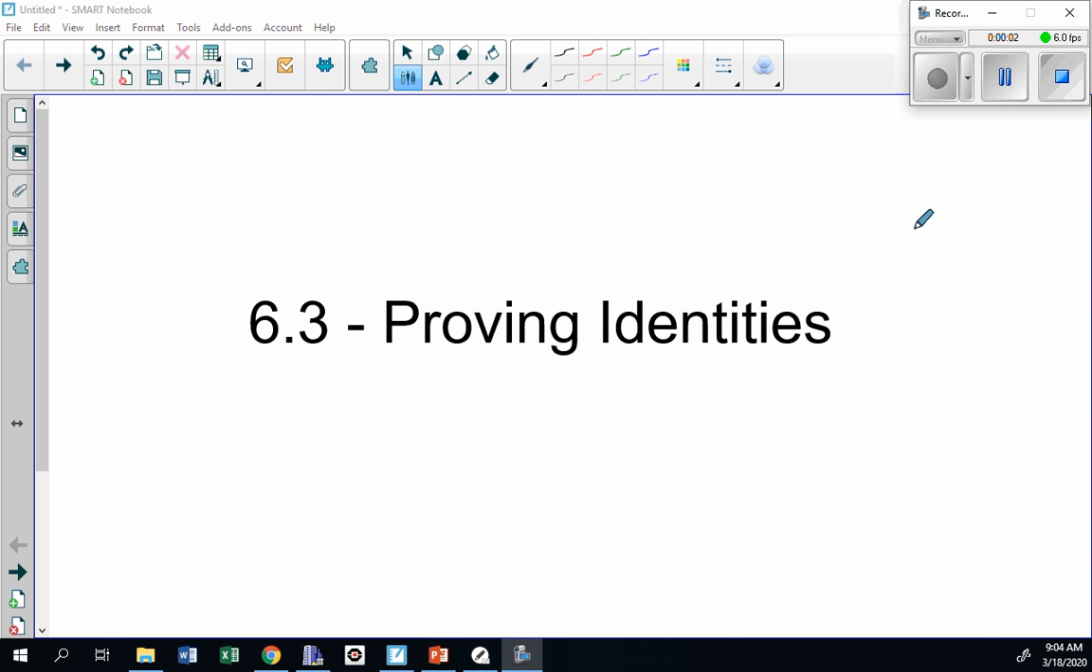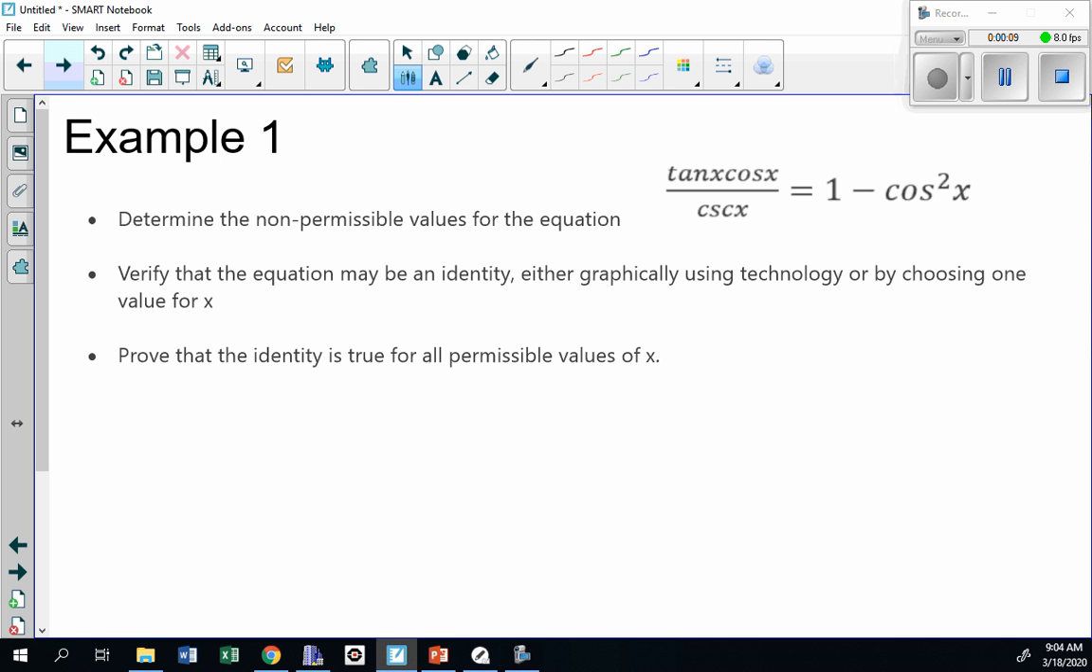All right, moving on to 6.3, proving identities. This is a section where we start combining our knowledge from other places to form one question. So here we go, example 1. Determine the NPVs. 2, verify that the equation actually is or possibly may be an identity.